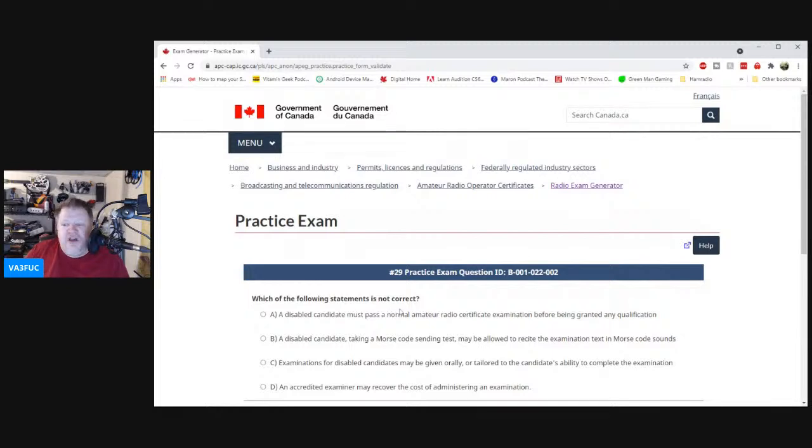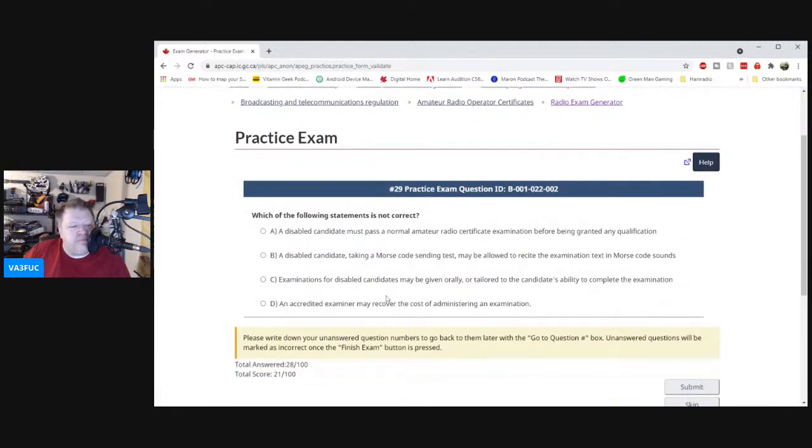Which of the following statements is not correct? Okay, so we're looking for the wrong one. A, a disabled candidate must pass a normal amateur radio exam certification before being granted any qualifications. B, a disabled candidate taking a Morse code send test may be allowed to recite the examination and test with Morse code sounds. D, examination for a disabled candidate may be given orally and tailored to the candidate's ability to complete the exam. An accredited examiner must recover the costs of administering the exam.